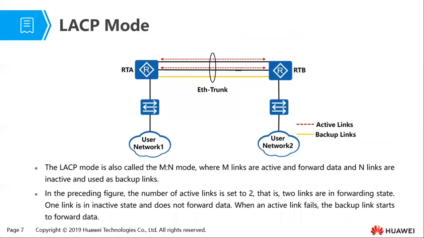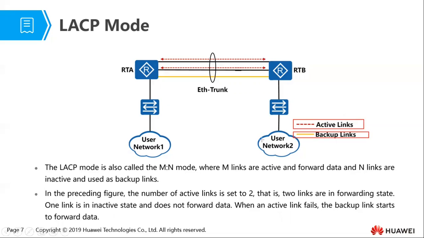Now the next one is LACP mode, the link aggregation control protocol mode. The main difference between LACP and manual mode is that in LACP, some links forward data, and those links that forward data are referred to as active links, while other links act as backup links.